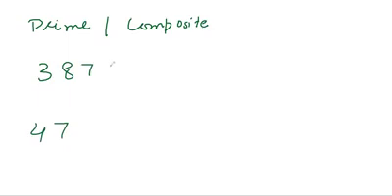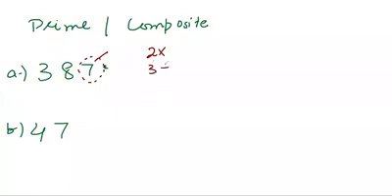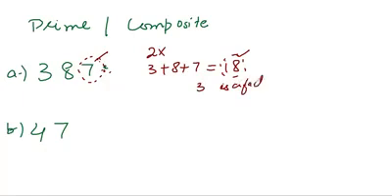So what about 387? Is it prime or composite? What we are going to do is check it from 2. The last digit is not even, so it is not divisible by 2. For 3, add them all: 3 plus 8 plus 7. What will you get? 18. 18 is divisible by 3. So it has a factor apart from 1 and itself, that is 3. If 3 is a factor of this number, it means this number is a composite number.